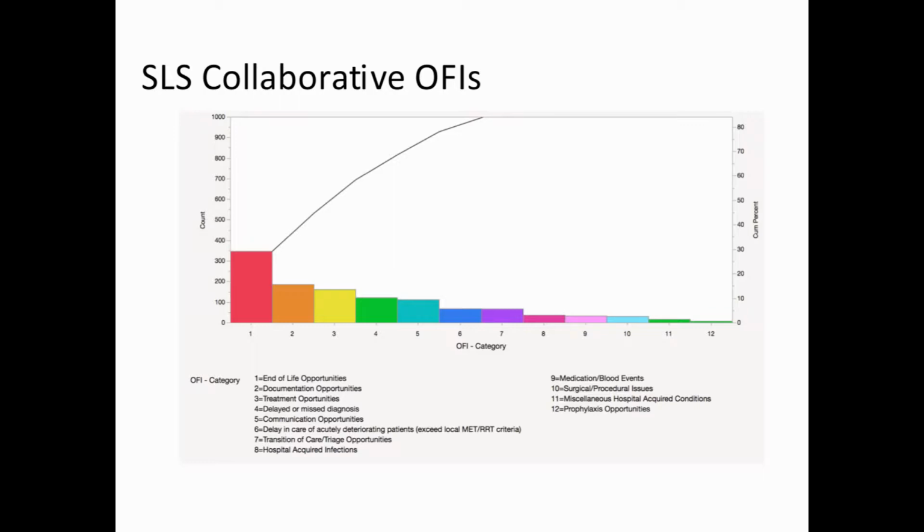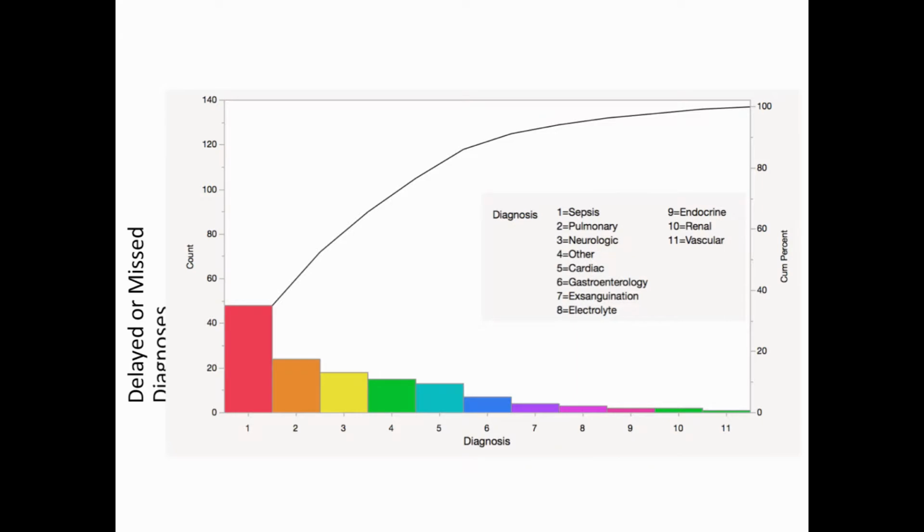What I'll just point out to you quickly here is that 80% of what we can do something about are not HACs or HAIs. They're all omissions or commissions. And when you look specifically at what our delayed or misdiagnoses are, number 1 is sepsis, followed by pulmonary and neurologic-related conditions.